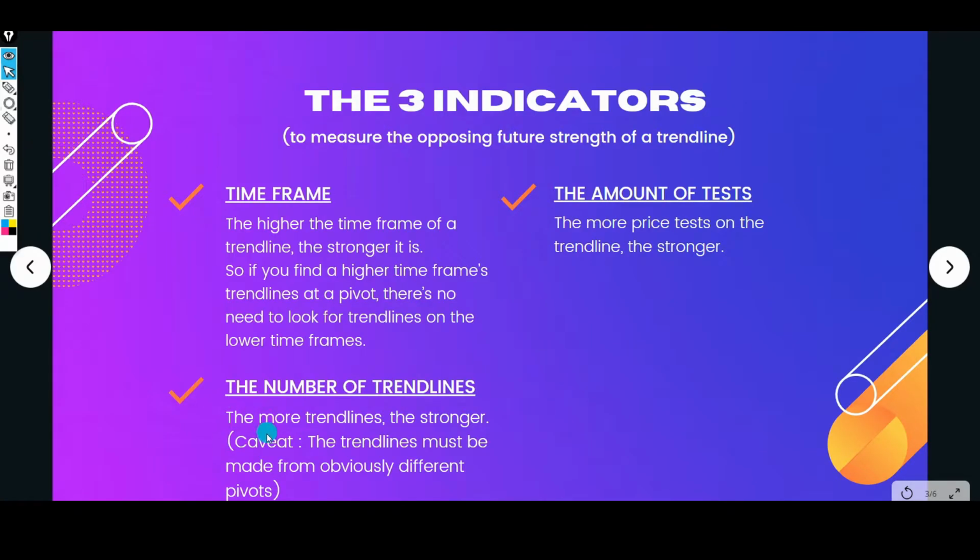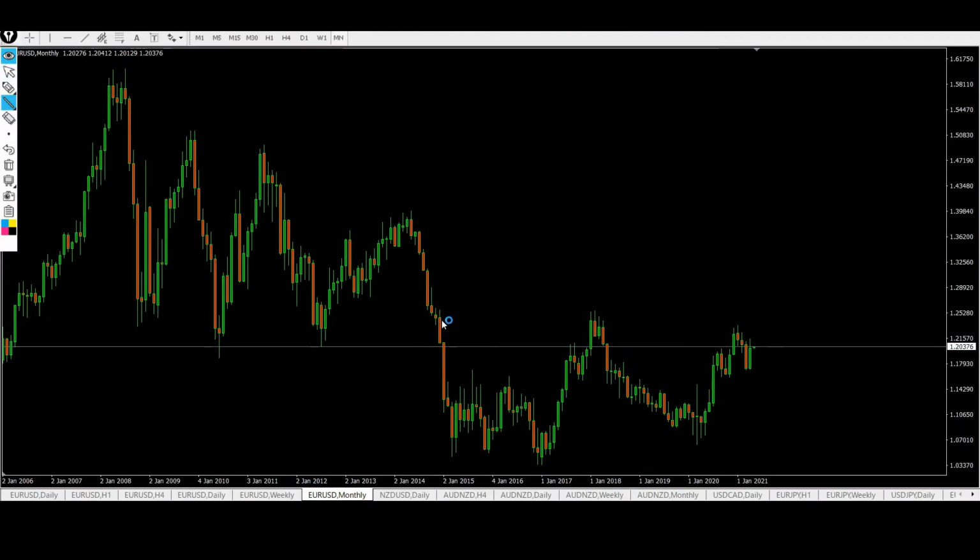Number 2, the number of trend lines. So the more trend lines, the stronger. However, there is a caveat. The trend lines must be made from obviously different pivots. So let's go ahead and draw one trend line. It's this pivot to this pivot right here.